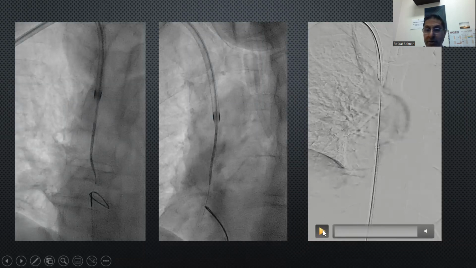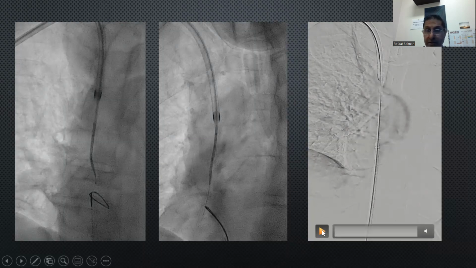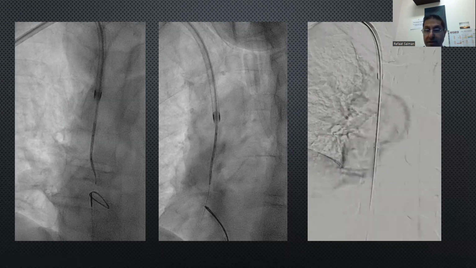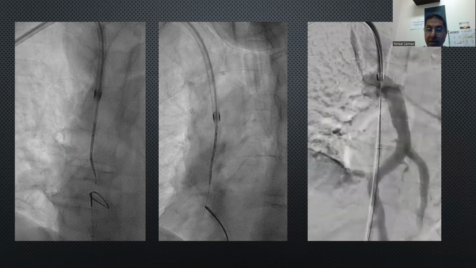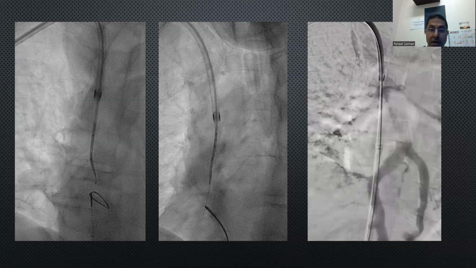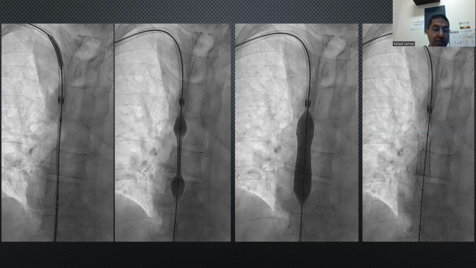And this is the body floss technique. So the wire was caught with the snare and snared from femoral. And here is the confirmation with the venogram that there is no complication, but we still have the occlusion. Now you can tackle it with balloon first and stent graft.